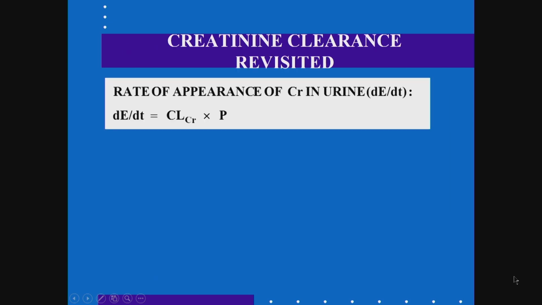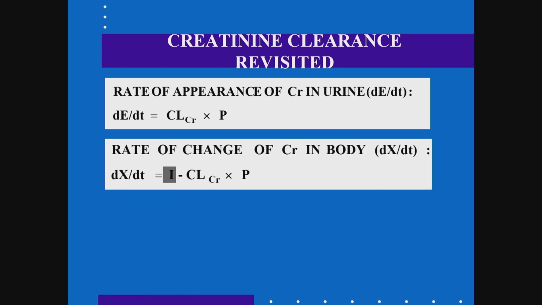Now, let's look at this again and think about the rate of appearance of creatinine in the urine, think about excretion of creatinine, dE over dt. And now this is equal to the clearance for creatinine and the plasma concentration at that time. So again, that equation that we had before is really a differential equation in disguise.